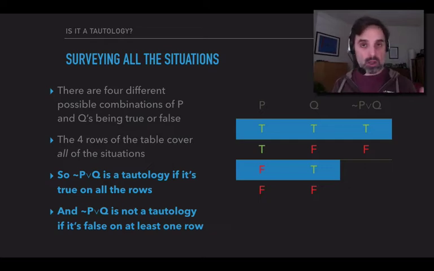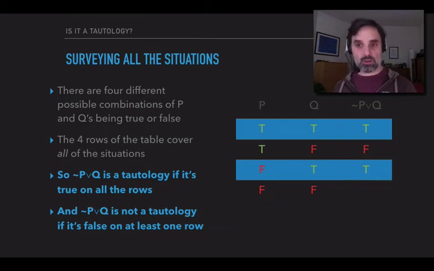So we can actually stop. We've just discovered that negation P or Q is not a tautology because it's false on this row. If we wanted to, we could continue and calculate, it turns out it's true on this row, and it turns out it's true on that row. I'm not going to work through it, because we don't need to. We know that it's not a tautology because we know it's false on the second row.